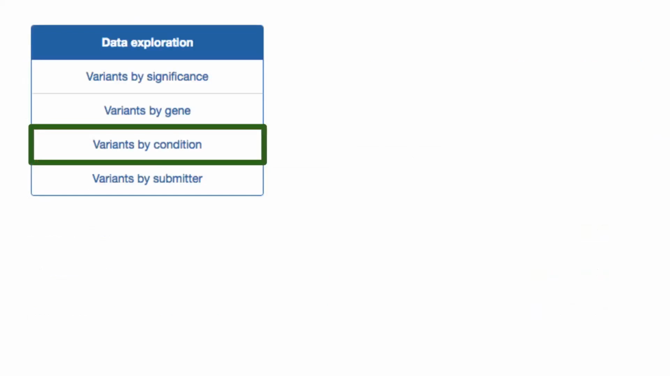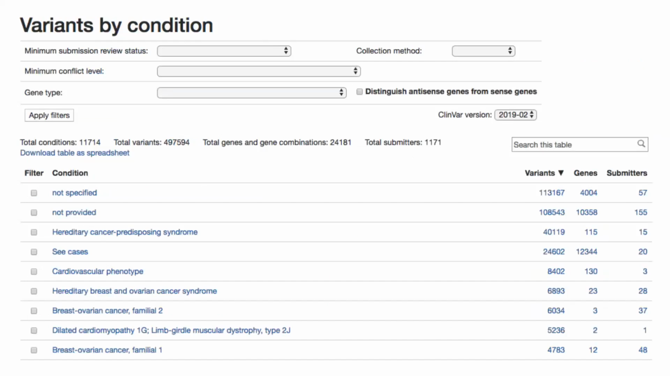The next thing I was going to show is variants by condition, and it's very similar to by gene, except now you start with a condition instead of a gene, and you get essentially all the same tables. If I click into variants by condition, here I've sorted all the conditions by the number of variants that use that condition. The two most common conditions in all of ClinVar are not specified and not provided, which people typically use for VUS, benigns, or likely benigns, so it's not surprising that these are the most common.